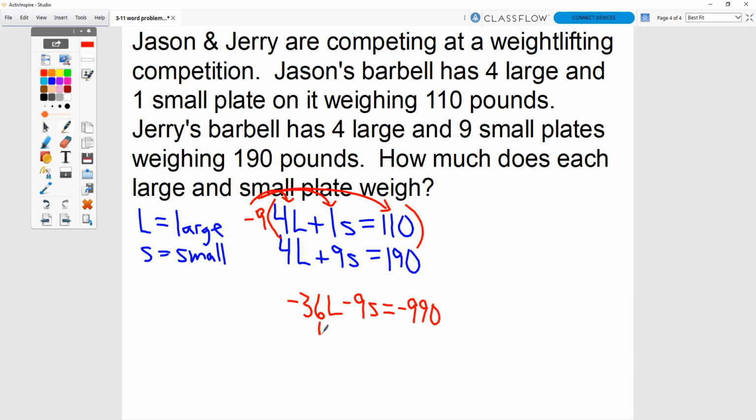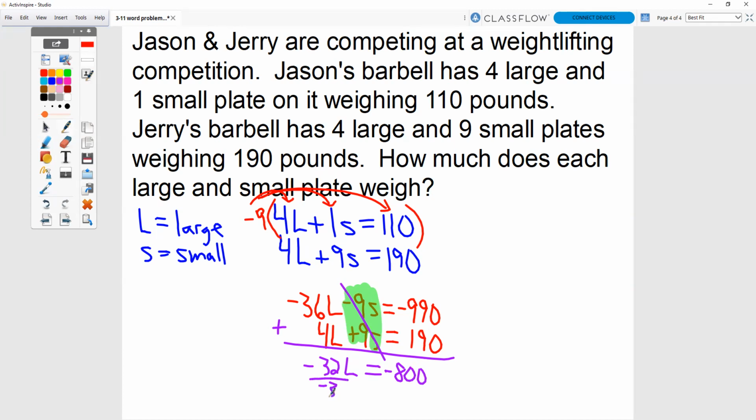I'm just going to recopy that second equation. 4L plus 9S equals 190. Now I have my opposites. I can see that I have a 9S and a -9S. Now I can add going down because that 9S and -9S cancel out. -36 plus 4 is -32L. -990 plus 190 is -800.